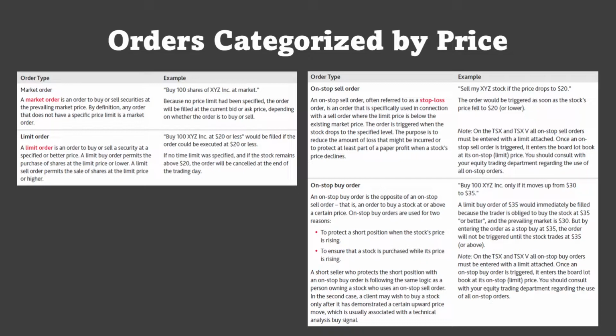There's also the on-stop buy order, and this is the opposite of an on-stop sell order. So in order to buy a stock at or above a certain price, for example, if you ask to buy a stock only if it moves up from $30 to, let's say, $35, then a limit buy order of $35 would immediately be filled because the trader is obliged to buy the stock at $35 or better.